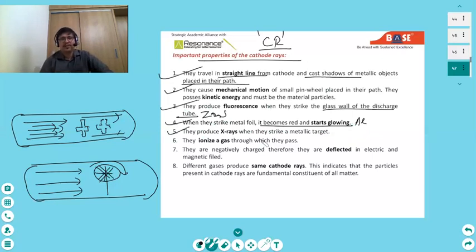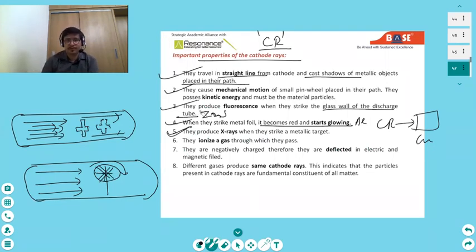Fifth point, they produce X-rays when they strike a metallic target. So I was talking about the fifth point: they produce X-rays when they strike a metallic target. When cathode rays hit metals like copper, molybdenum, or tungsten, or many other things, but these three are the common ones, they produce X-rays. The same X-rays are used to investigate broken bones and so on.